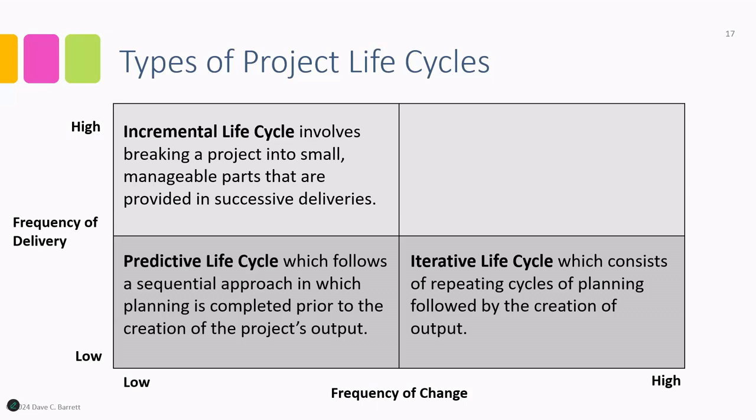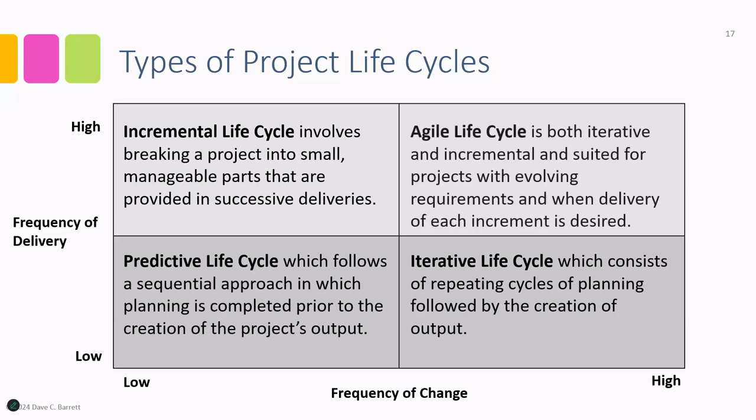And finally, we have the agile life cycle, which is both iterative and incremental, and suited for projects with evolving requirements and when delivery of each increment is desired. So frequent delivery. And this is most appropriate where we have a high frequency of change anticipated and a higher frequency of delivery required. And so the agile life cycle would make sense and would be within agile project management. So this gives a little idea of the different types of project life cycles and how they relate to the different approaches to managing projects.